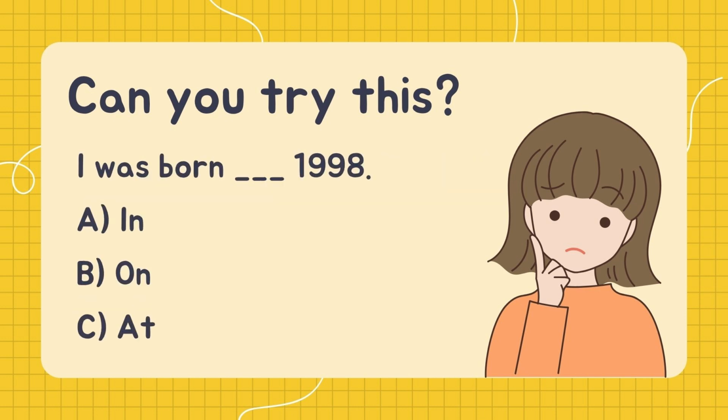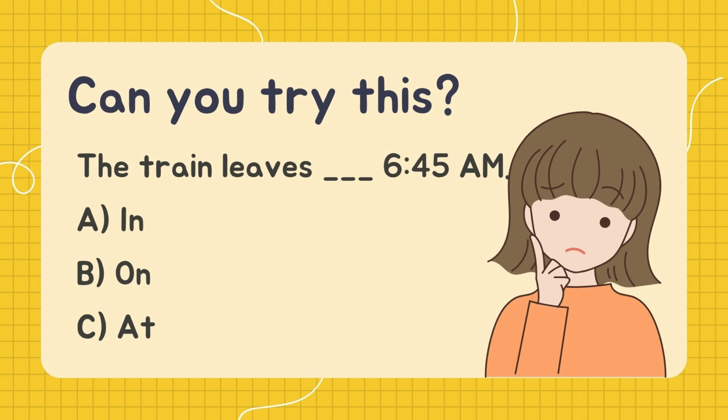Question 2. I was born blank 1998. A, in, B, on, C, at. The answer is in 1998. Question 3. The train leaves blank 6:45 a.m. A, in, B, on, C, at. The answer is C, at 6:45 a.m.